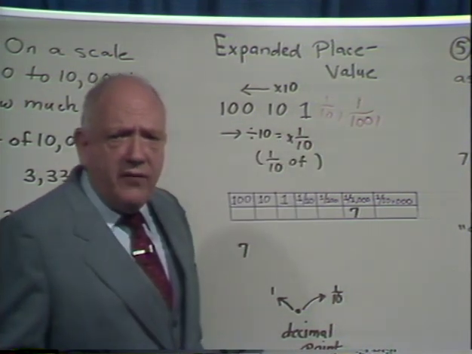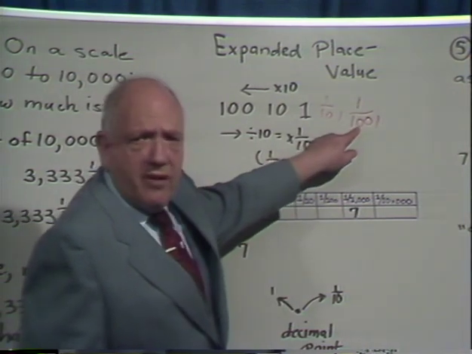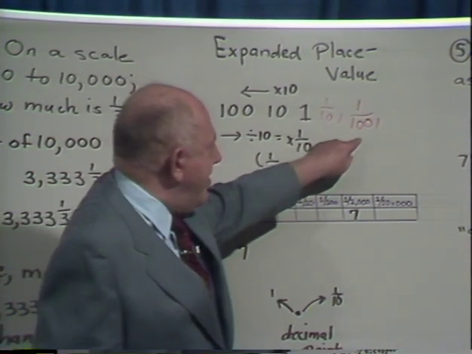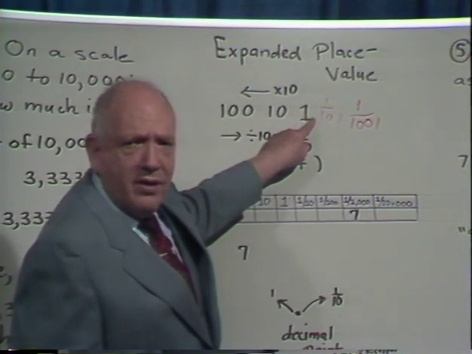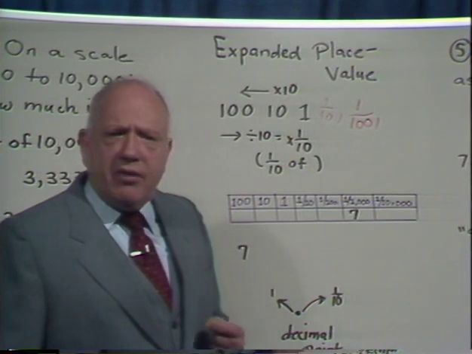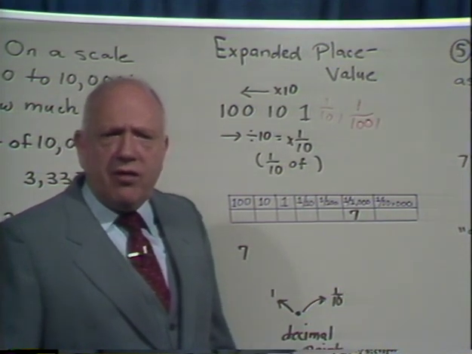And if it makes it easier for you to visualize, think of this in terms of money. See, 1/100th of a dollar is a cent. 10 cents make 1 dime. 1 dime is 1/10 of a dollar. In fact, that's where the word dime comes from. It's a corruption of the word decimal.